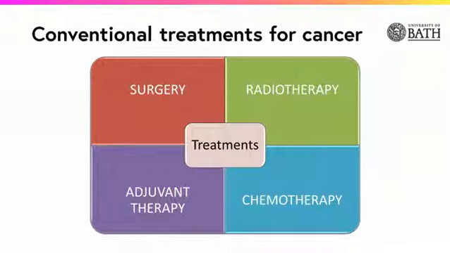In this session today, we look at some of the more conventional forms of treatment for cancer, starting with either radiation, chemotherapy, surgery, or adjuvant therapies. Let's look at each one in turn.